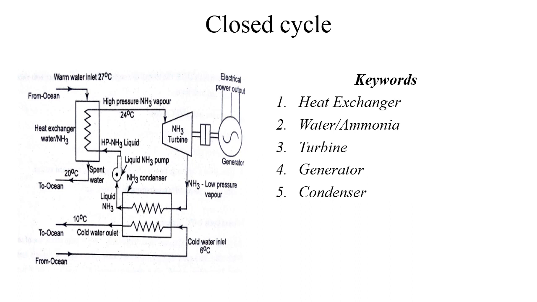What we do is we supply ocean water and absorb heat from that ocean water through a heat exchanger. That heat we supply to ammonia. The boiling point of ammonia we already discussed, right? It is a very low boiling point. So once the ammonia gets boiled, it reaches high pressure. High pressure ammonia is used to run a turbine which is coupled with a generator. Then the low pressure ammonia vapor is sent back to the heat exchanger.